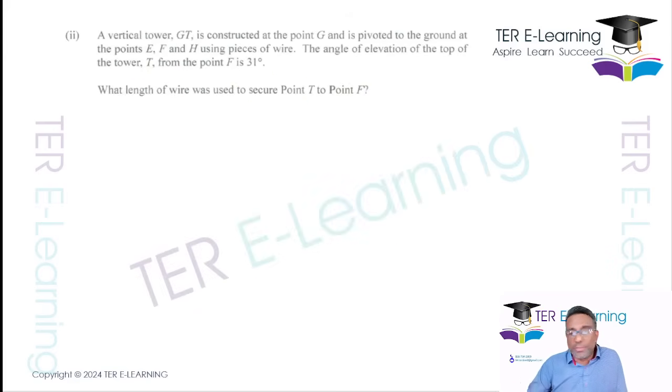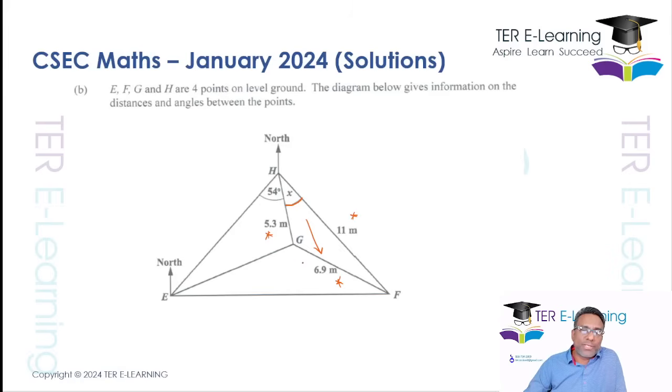What else do they want me to work out now? A vertical tower, GT, is constructed at the point G and pivoted to the ground with the points E, F, and H using pieces of wire. The angle of elevation of the top of the tower T from F. So the tower is placed here. It's a vertical tower. We're watching from the top here, right? And we're looking at the point F, right?